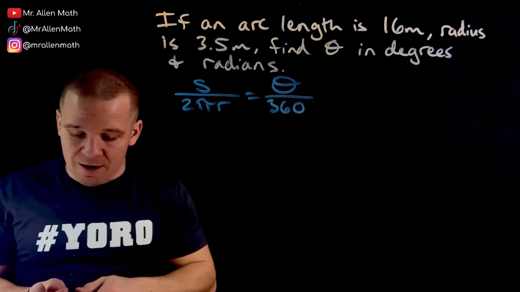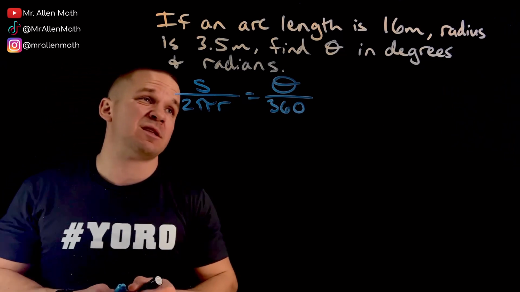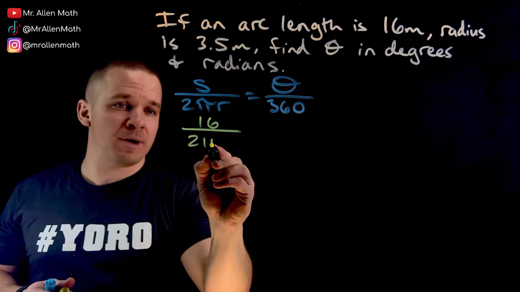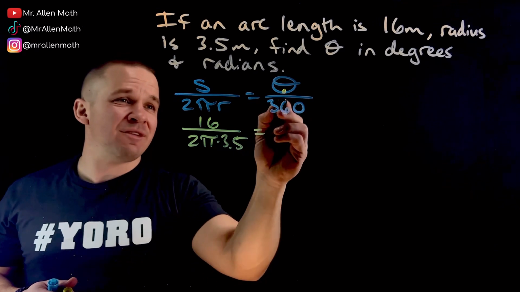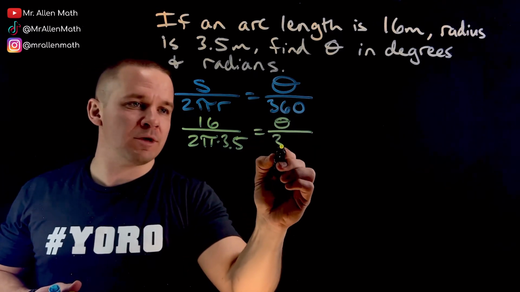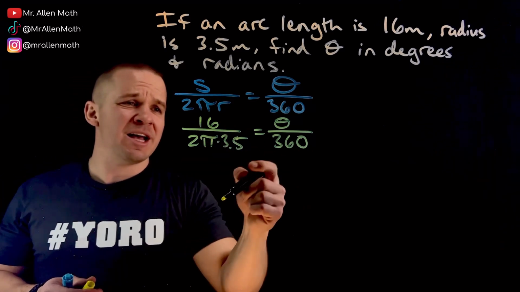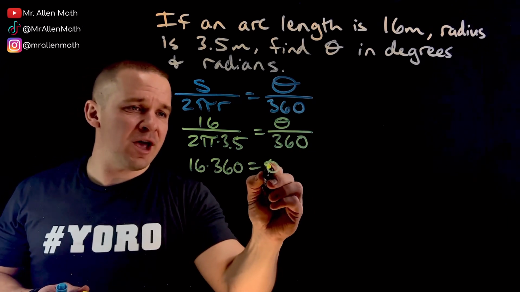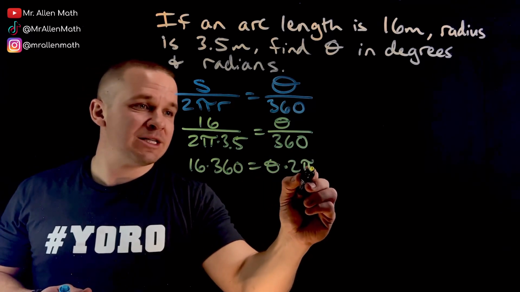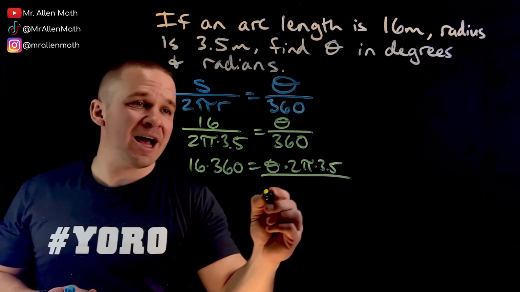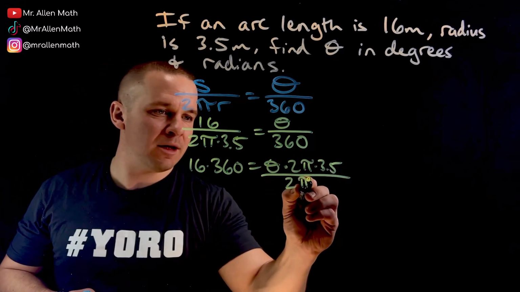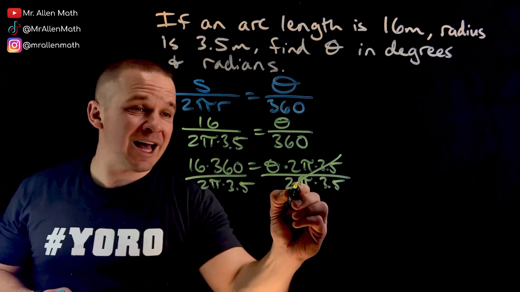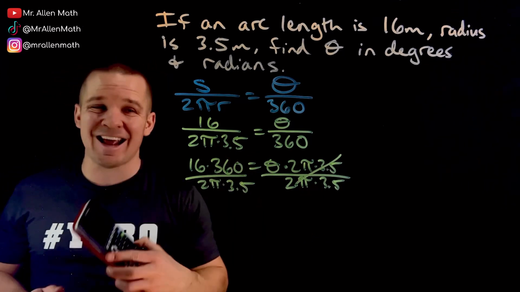So I'm just going to plug in everything that I know here, and then we'll cross multiply and solve this thing. So my arc length is 16. My radius is 3.5, so 2 pi times 3.5. And then I've got theta that I don't know, that's what I want to figure out, over 360. So if I cross multiply and solve, 16 times 360, I don't know what that is, but we'll do it in a sec, equals theta times 2 pi times 3.5. So I'm going to divide by that 2 pi times 3.5, and that's gone. And when I plug this all into my calculator, my handy-dandy TI, I'm going to go ahead and just have my answer, right?